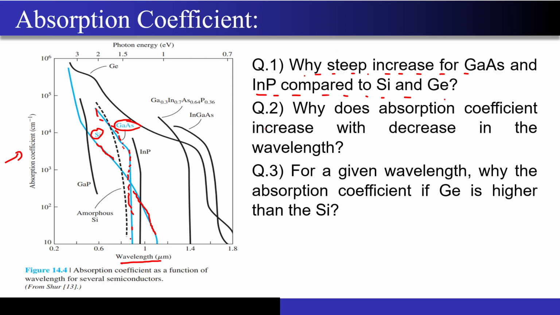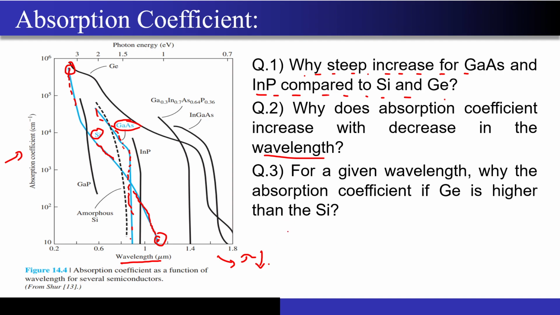Now the second question is, in the graph we have to ask, why does the absorption coefficient increase with the decrease in the wavelength, correct. What I am doing over here, I am decreasing the wavelength, so that means my lambda is decreasing, and you can trace this silicon curve over here, correct. You can see for smaller values of lambda, the absorption coefficient is very high, but if I look at some larger values of lambda, the absorption coefficient is pretty low over here, correct.